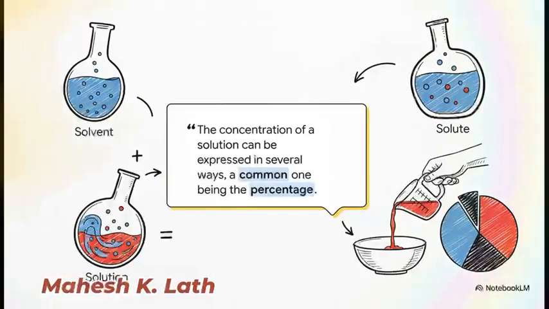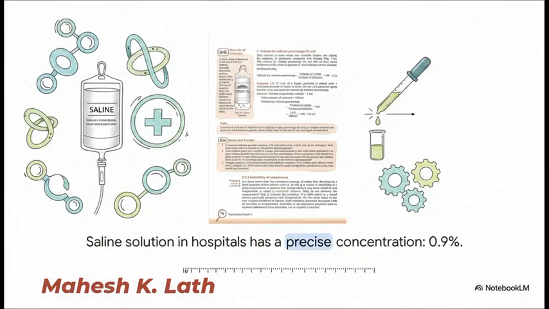Put simply, concentration just tells you the amount of the ingredient you're dissolving, which we call the solute, in whatever you're dissolving it in, the solvent. And just like any good recipe, using percentages is a super common and really useful way to get super precise. And let me tell you, that precision is absolutely critical in the real world.